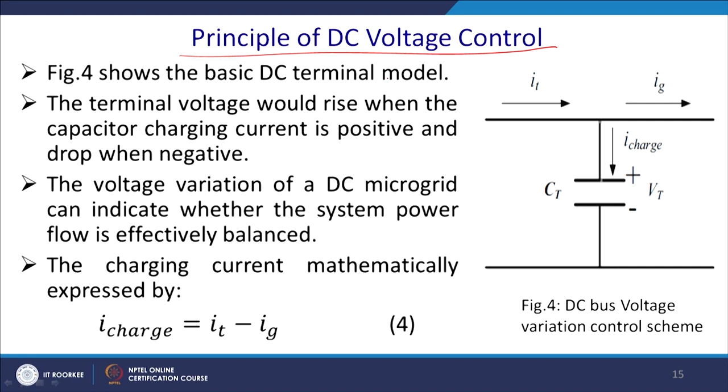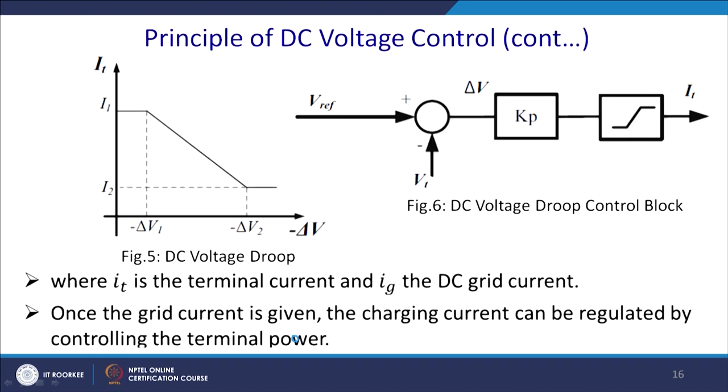The terminal voltage would rise when the capacitor charging current is positive and drop when the capacitor charging current is negative. The voltage variation of a DC microgrid can indicate whether the system power flow is effectively balanced. So, you have the capacitor voltage. When you see that this is only the droop control, you can see that the voltage of the bus is constant, that means power input and power output are being balanced. The charging current can be mathematically expressed as I charge equal to IT minus IG. So, from there you can control the flow of the power in the microgrid. This is a simple model.